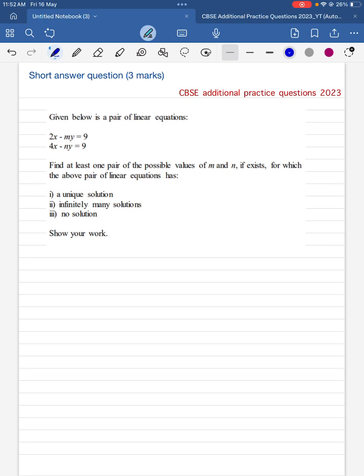For equations to have a unique solution, the condition is a1 by a2 should not be equal to b1 by b2. The two given equations are 2x minus my equal to 9 and 4x minus ny equal to 9. Let's find the values of a1, b1, c1, etc. from the first equation. a1 is the coefficient of the x term, which is 2. b1 is the coefficient of the y term, which is minus m. And c1 is the constant term.